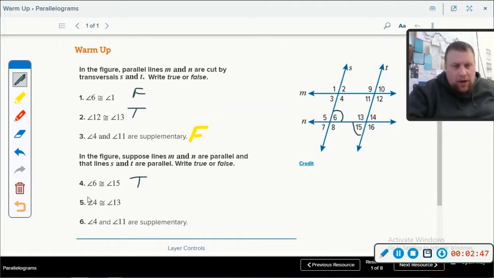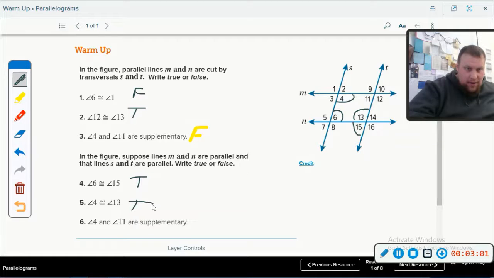Angle 4 is congruent to angle 13. Let's see, angle 4 is opposite of angle 13, and yeah, angle 4 is congruent to angle 13, true. Last but not least, angle 4 and angle 11 are supplementary, true. Because again, now that I know they're parallel, angle 4 and angle 12 would be corresponding. Angle 12 is supplementary to angle 11, which means angle 4 is supplementary to angle 11. So boom, yes, that is true. And here we go.